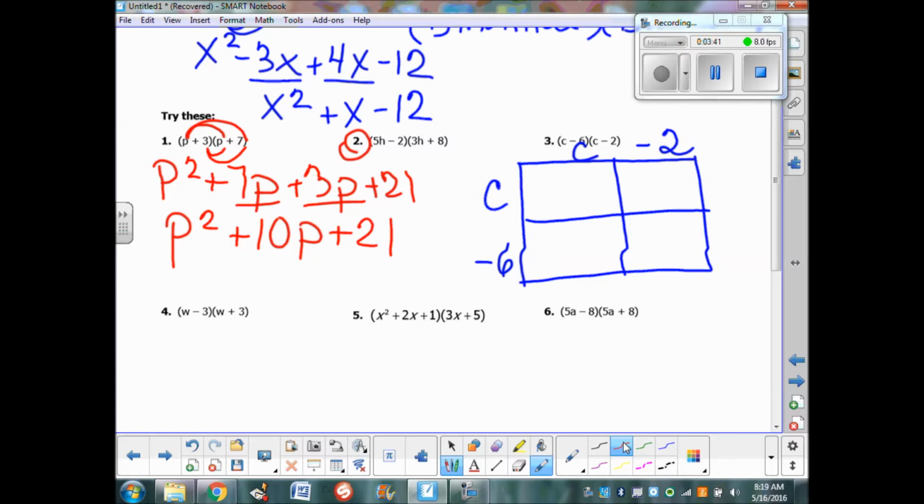So watch what we're going to do. This side is a length of c, and this side has a length of c. So what is c times c? c squared. Now I'm going to do the same thing with the box to the right of it. So what is this area? Length times width, c times negative 2. c times negative 2 is negative 2c.